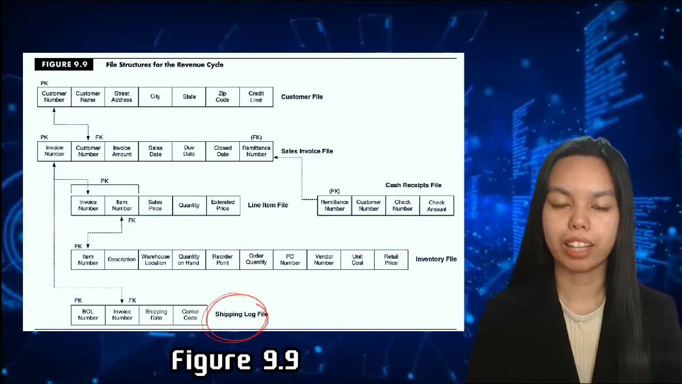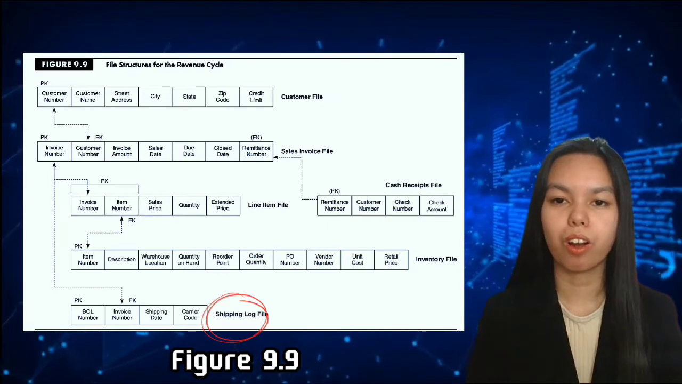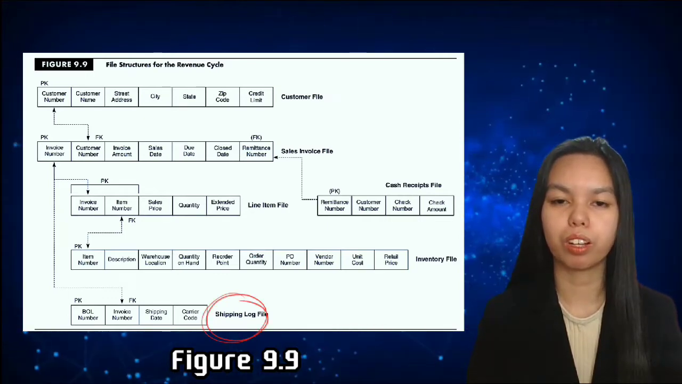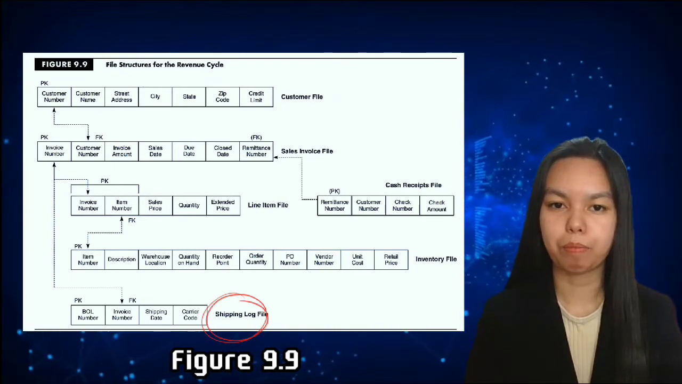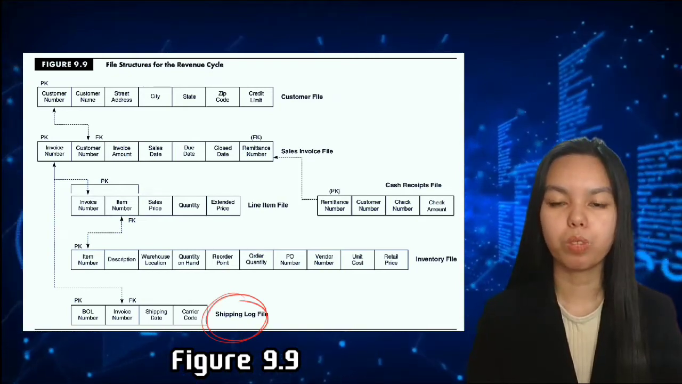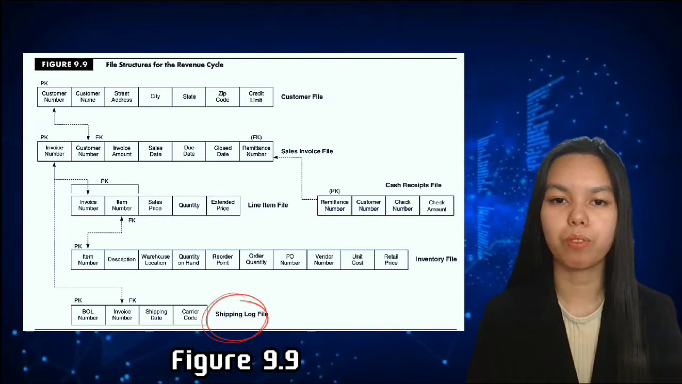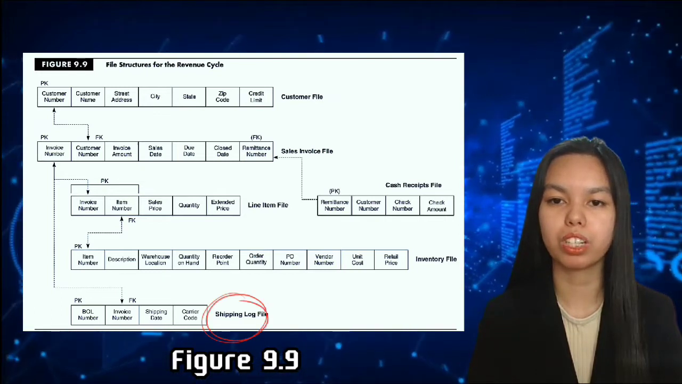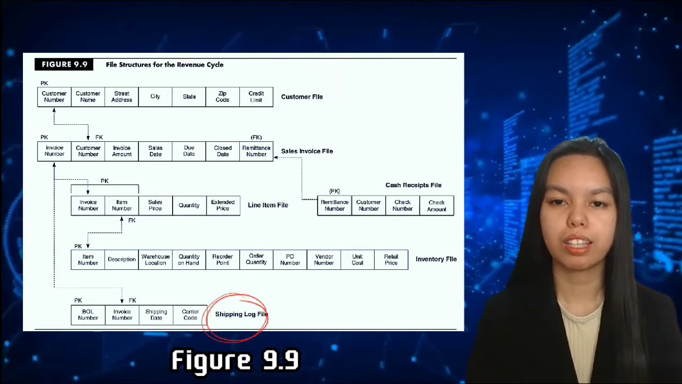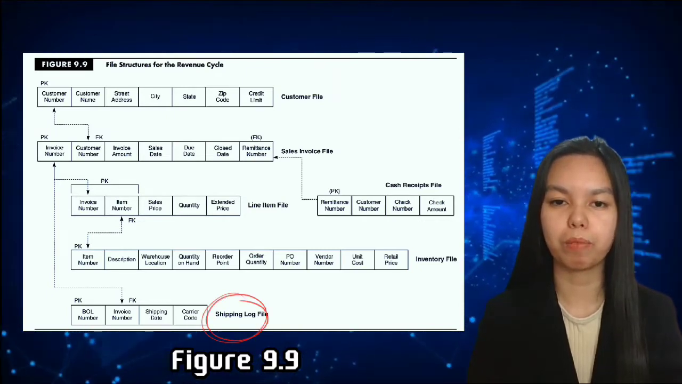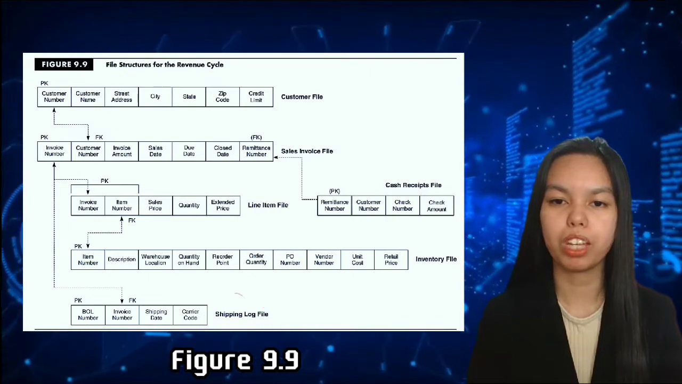Shipping log file. The shipping log is a record of all sales orders shipped to the customers. The primary key of the file is the bill of lading number. The data in this field are useful for verifying that all sales reflected in the sales invoice file were shipped in the period under review. As an efficiency tool, this data can also be used to determine if customers' orders are being shipped in a timely manner.